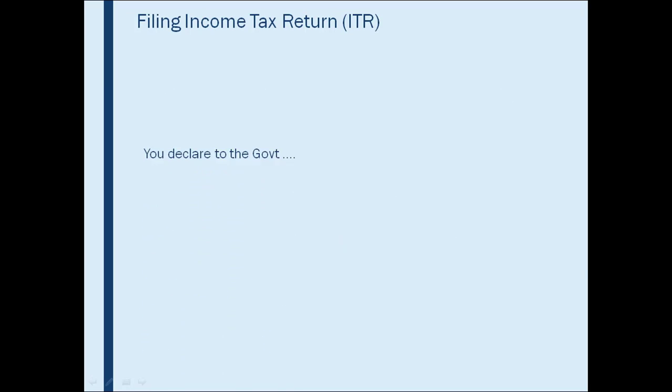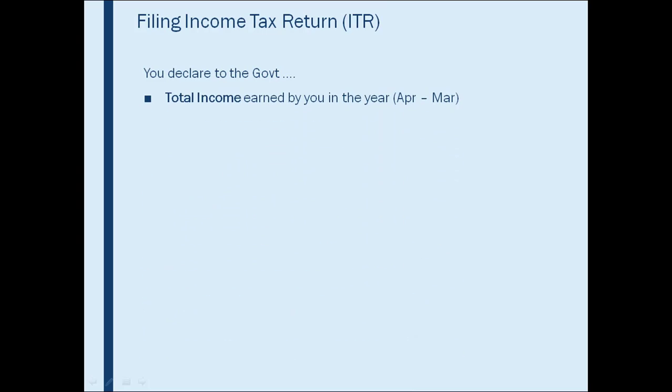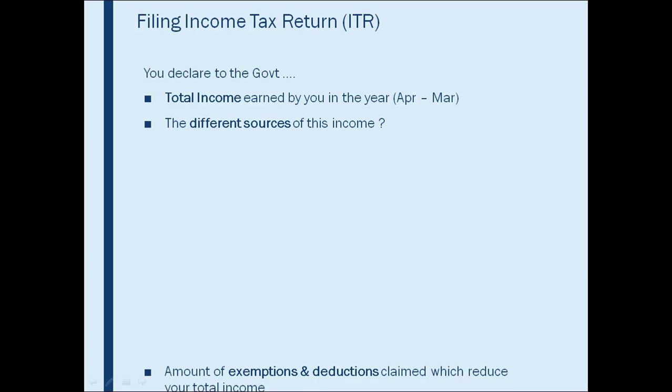Now what does a filing of income tax return mean? It means that you declare to the government the total income that you have earned in the year. So from April to March, how much was my total income? Now what were these different sources of income? If I say my total income was, let's say, 10 lakhs, how was this income spread over? How much was under salaries? Let's say 8 lakhs was under salaries and 2 lakhs was under other sources. So that breakup you have to give.